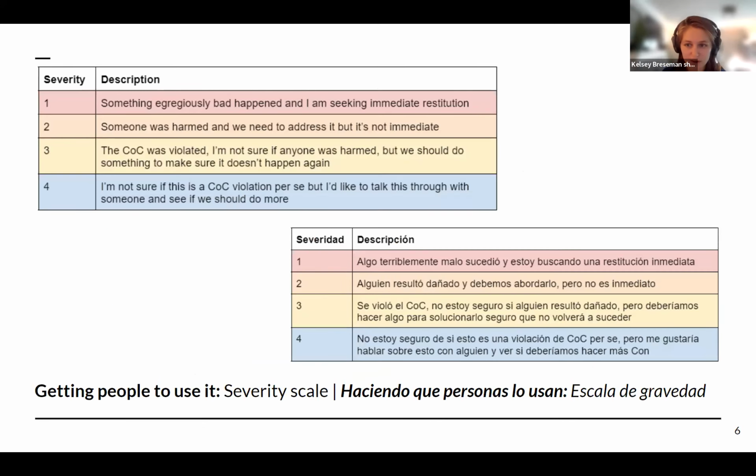I wanted to go a little bit further into the severity scale concept. This is to combat directly the idea of the binary, you know, I don't want to invoke the code of conduct because I don't want somebody to get kicked out. This is interesting because it's subjective. So we ask that people report using this scale, where number 1 is, I need something, I need help right now, I need you to do something. And 4 is, I don't even know if this is a code of conduct violation, but I felt kind of funny about it.